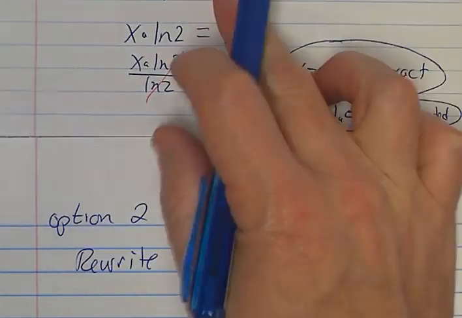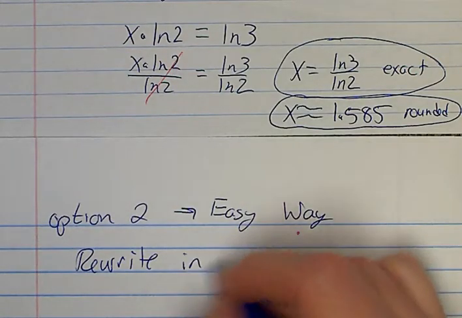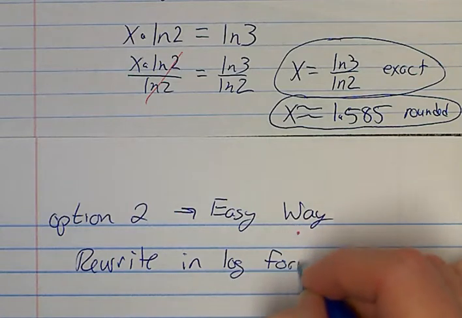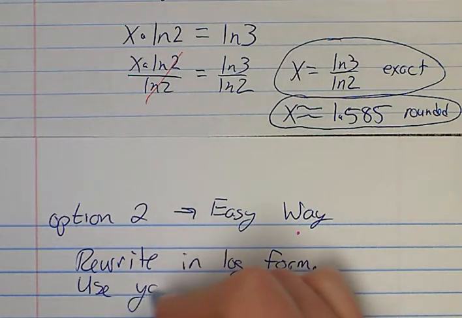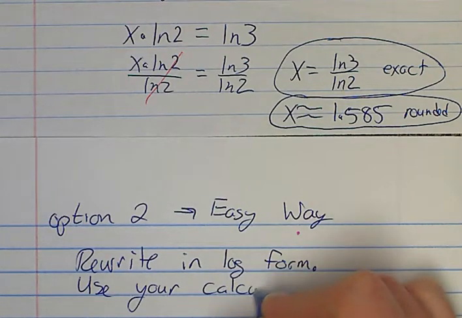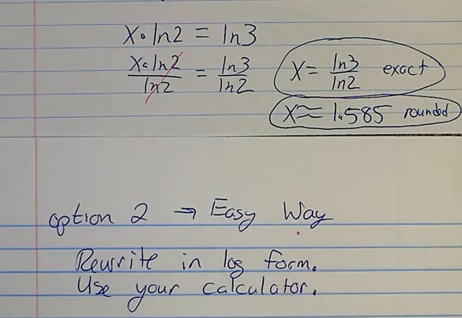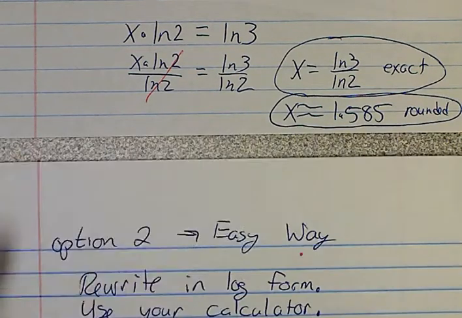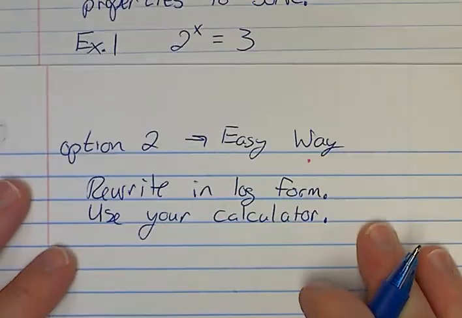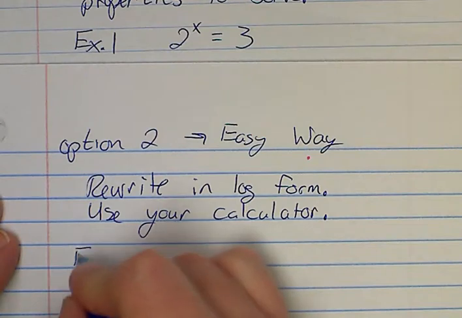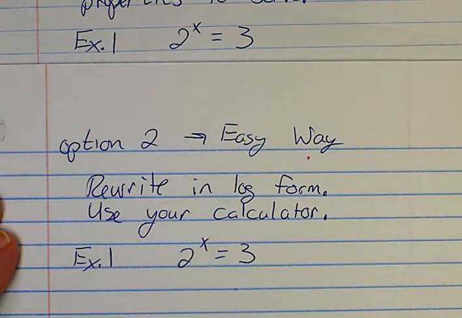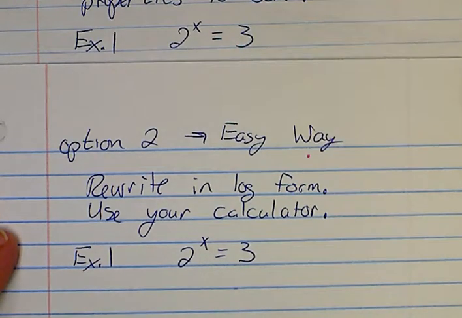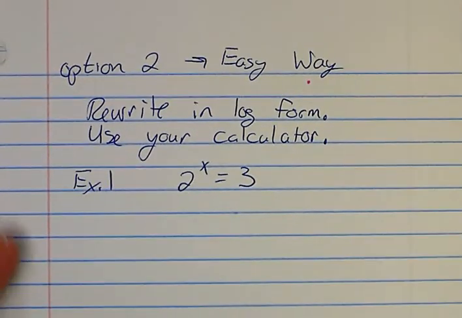Well, we've got something that's in exponential form up here. You're going to rewrite it in log form, and then use your calculator. So we're going to take the exact same question that we've got here, and we're going to redo it using option 2 and show you how much faster this is. Okay, so we're going to take 2 to the x equals 3, the exact same question, and now we're going to show you the easy way.